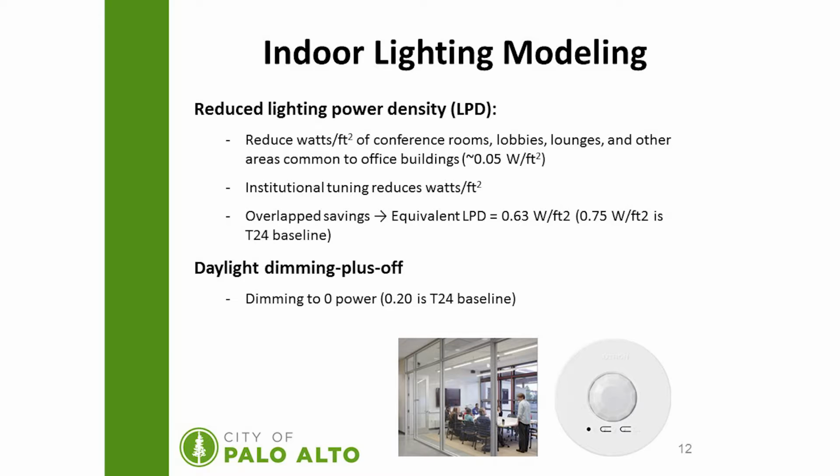The second lighting measure we looked at is to implement daylight dimming plus off. Under Title 24, spaces that have adequate daylighting reduce their lighting power down to 20% of the fully installed power when that daylight is available.